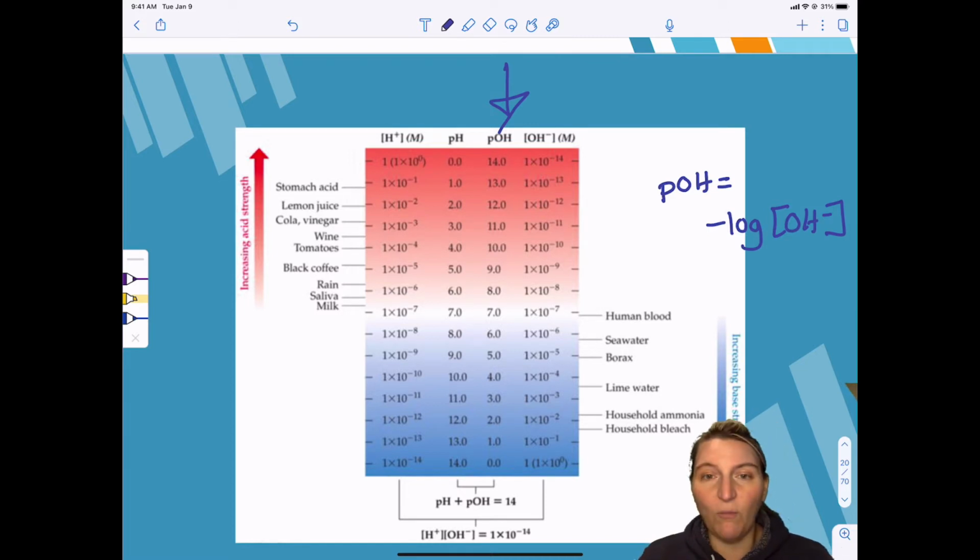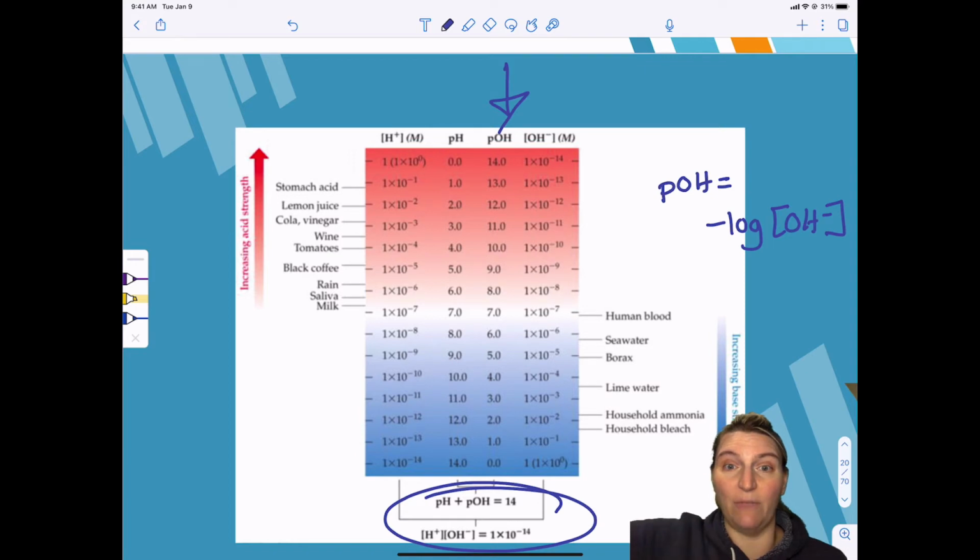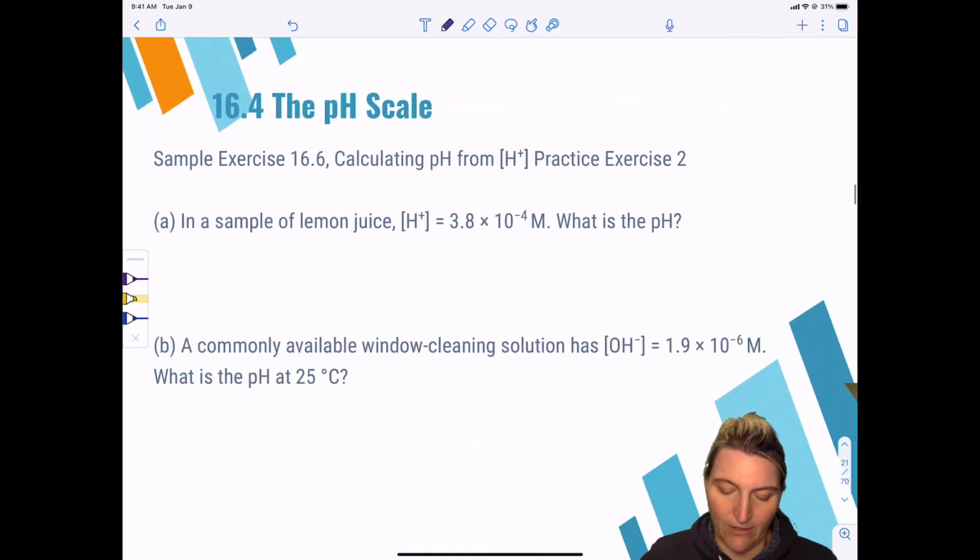It really helps us do these calculations rather quickly using these two formulas down here: the pH plus the pOH equals 14, and the concentration of the hydroxide and hydrogen ion equals Kw, 1.00 times 10 to the negative 14. So we're going to use those two formulas to do a whole bunch of calculations here.